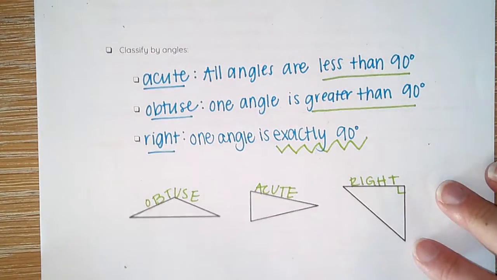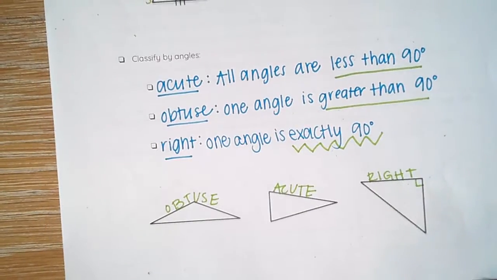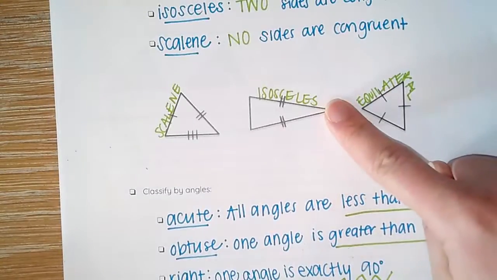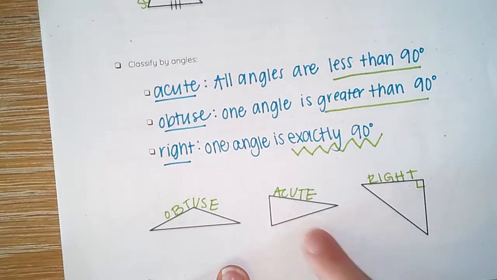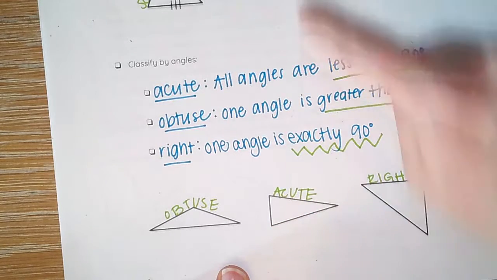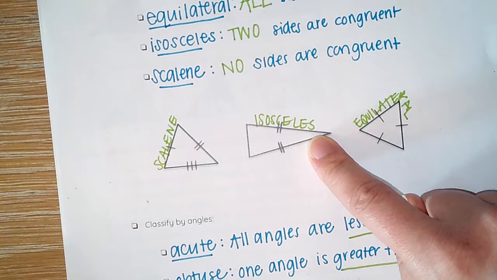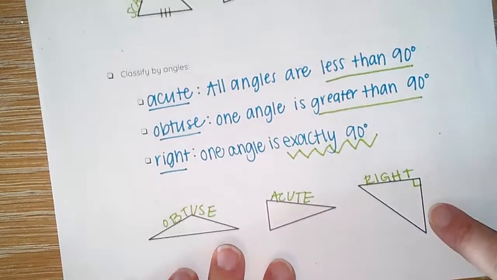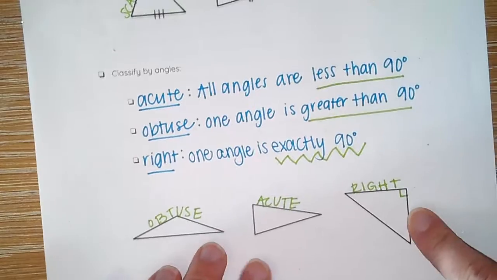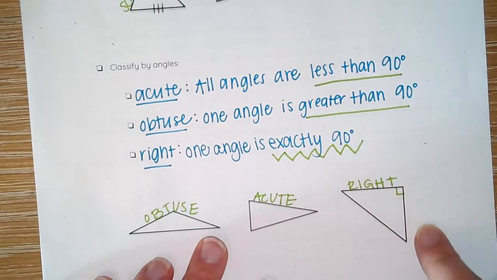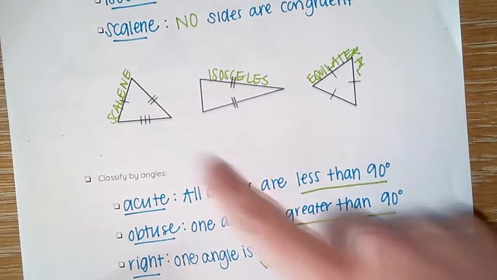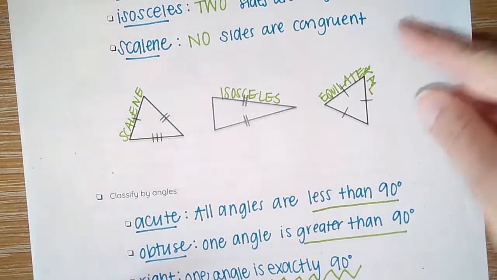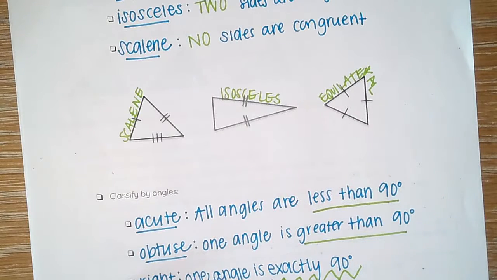So then what we could do is say, okay, well, this looks like an acute isosceles. So all the angles are less than 90 and two of the side lengths are congruent. Here would be potentially a right scalene. We've got one right angle and then three sides are all different. Okay, so you would combine and match these here.